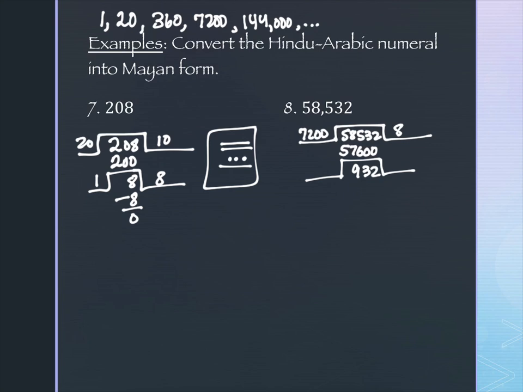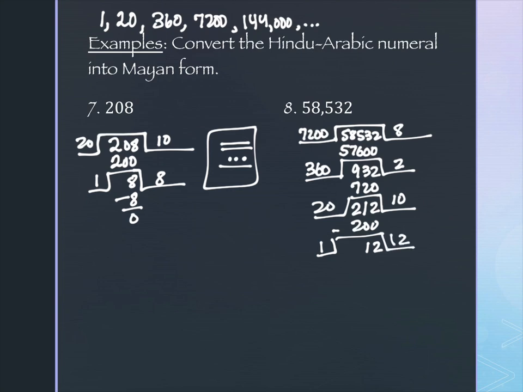And we'll go down the list. So we divided by 7,200. Now we're going to divide by 360. So 360 is going to go in 2 times. Right? And then 2 times 360 is 720. If I subtract, I'm left with 212. We'll divide by 20. It's going to go in 10 times. 10 times 20 is 200. Subtract, I'm left with 12. And I divide by the number 1. The number 1 goes in 12 times. 12 times 1 is 12. Remainder 0. So now I need to write the number that represents 8, 2, 10, 12.